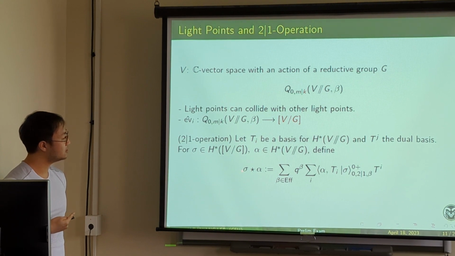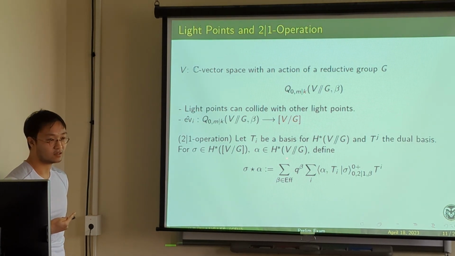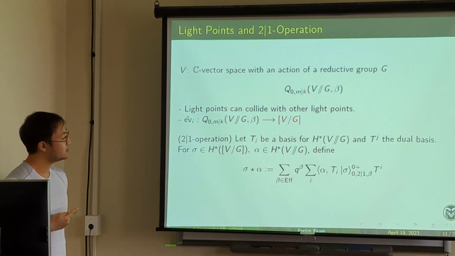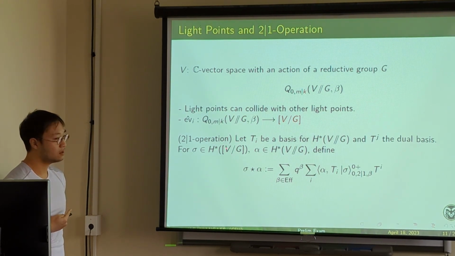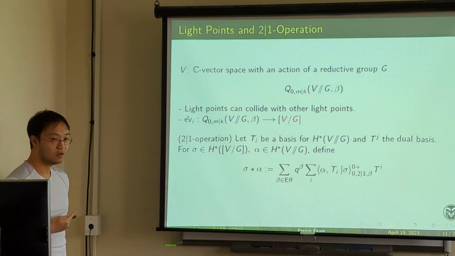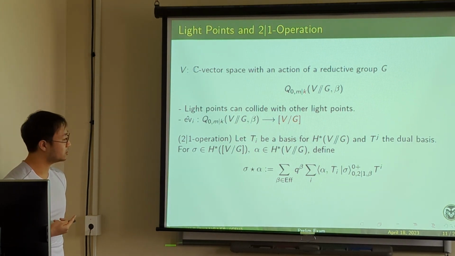So now sigma is from the cohomology ring of the stack quotient, and alpha is from the cohomology ring of the target space. So it seems like this cohomology ring is acting on this cohomology ring. But when we have an action of this one on this space, we need to check some compatibility condition.